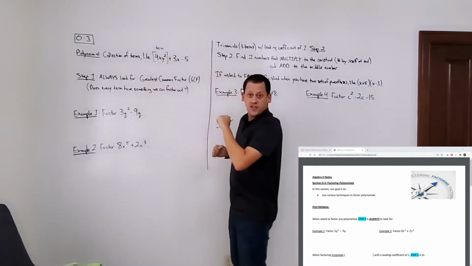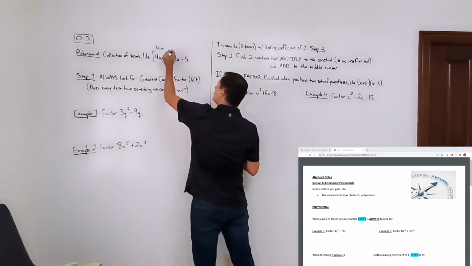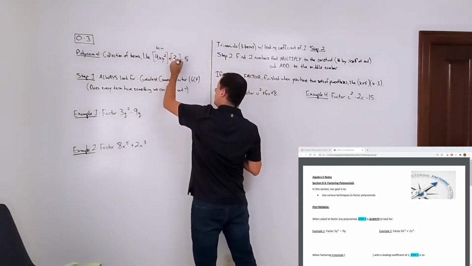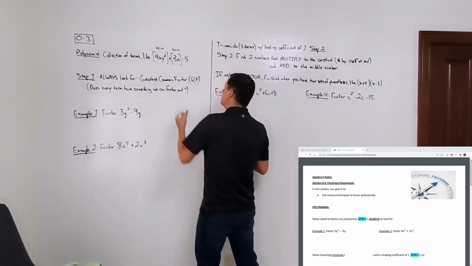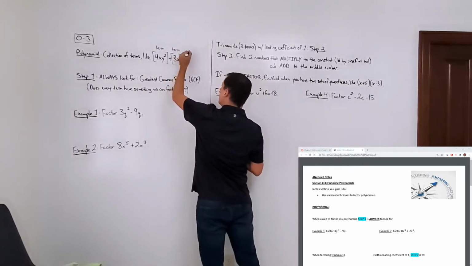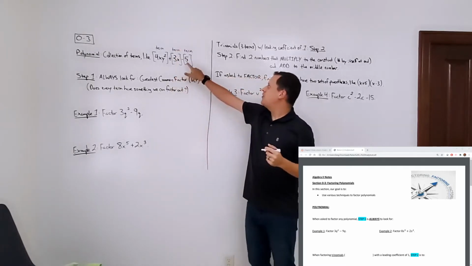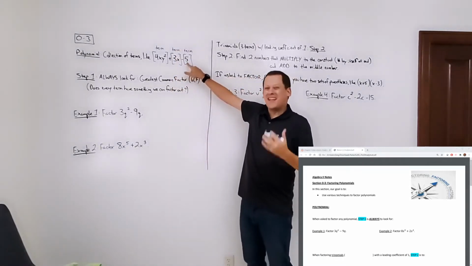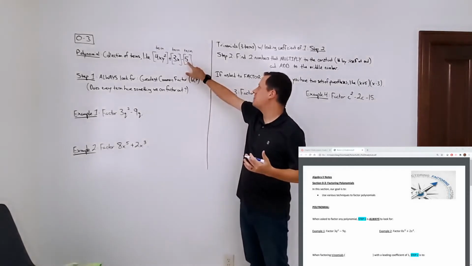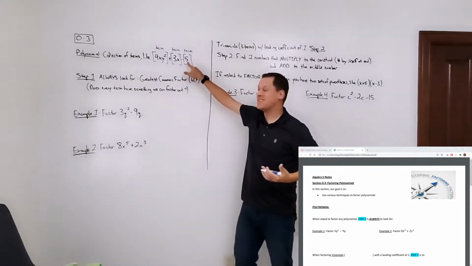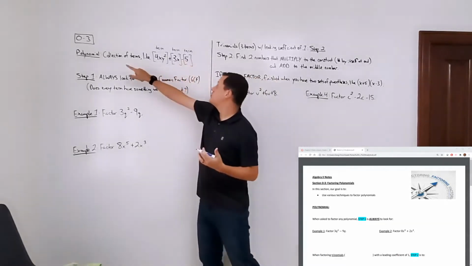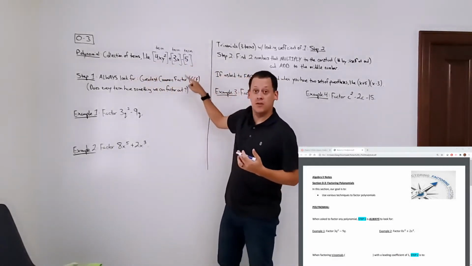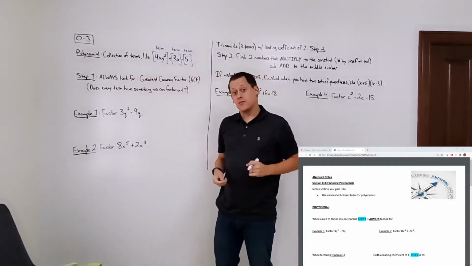the 4xy squared is a term. Three x is a term. And I put the 5 as a term here. It's really -5. Negative goes with the 5. But I want to emphasize the point that terms are separated by plus or minus signs. So this polynomial has 3 terms.